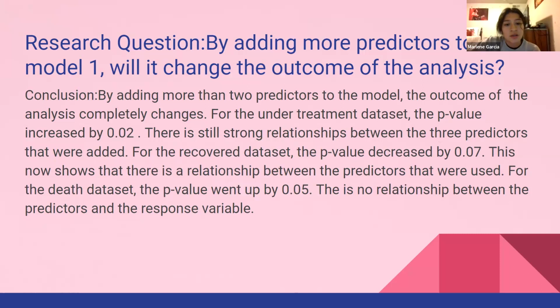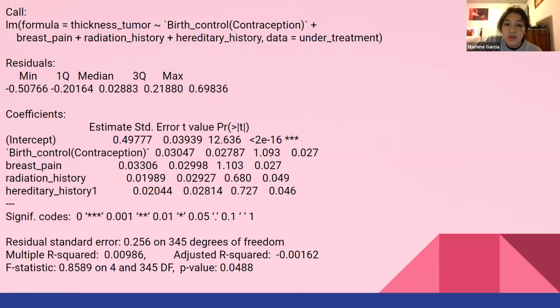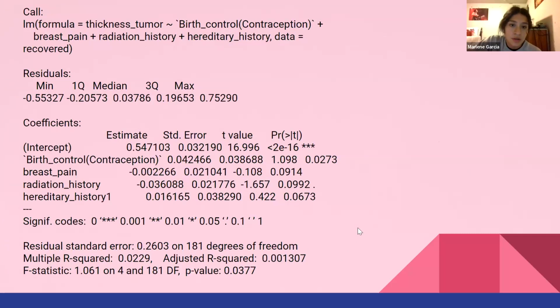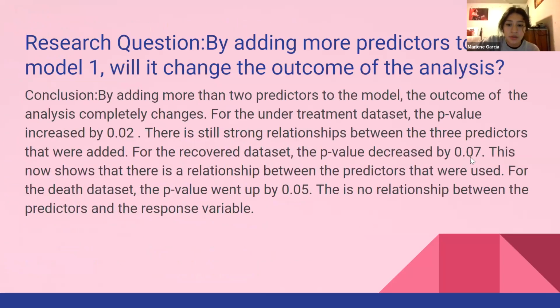For the death data set, the p-value went up by 0.5. There is no relationship between the predictor and the response variable right here. And that would be all that there is for my presentation.